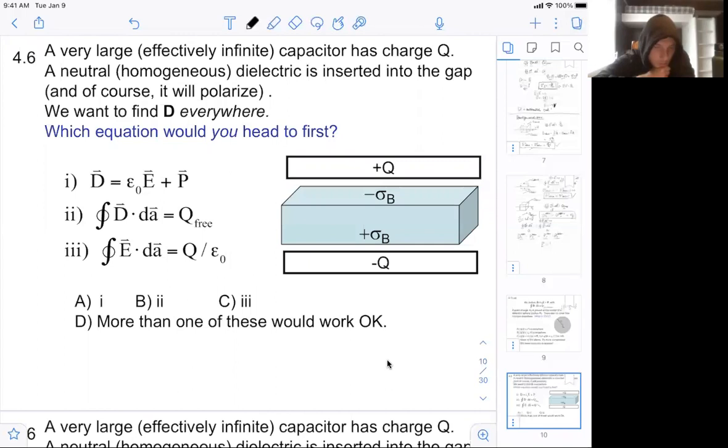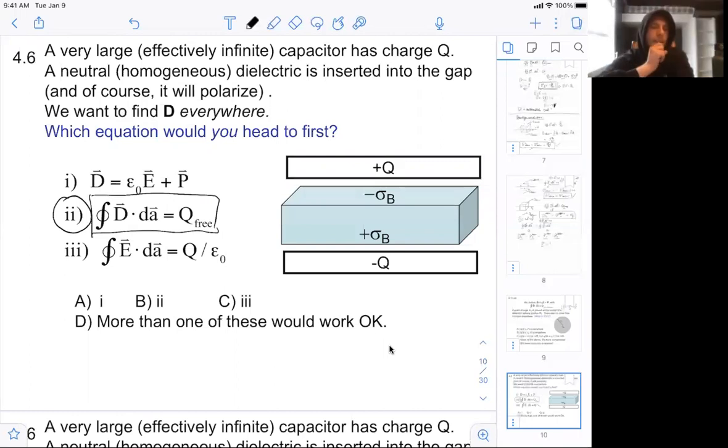The majority of you think it's 2, right? You see that? We do know the free charges, which means we can go ahead and find our D right away by applying this equation. You're right. So 2 is correct.